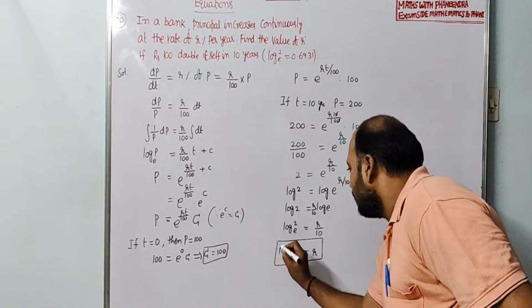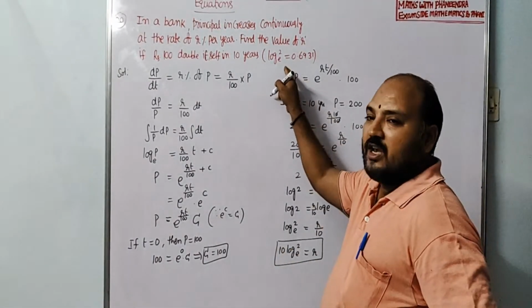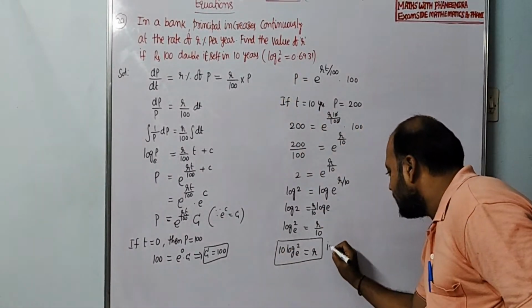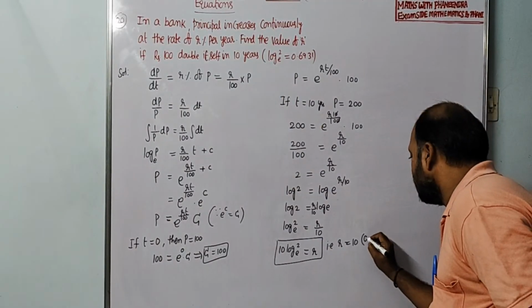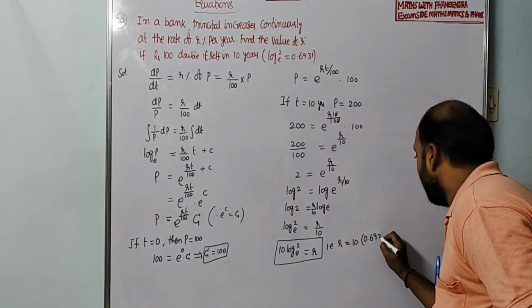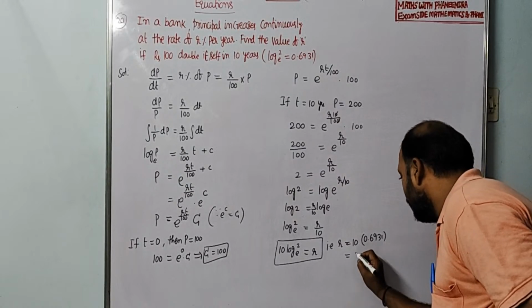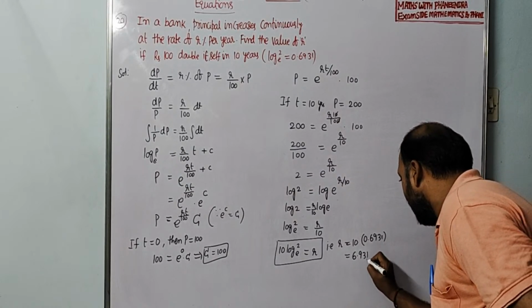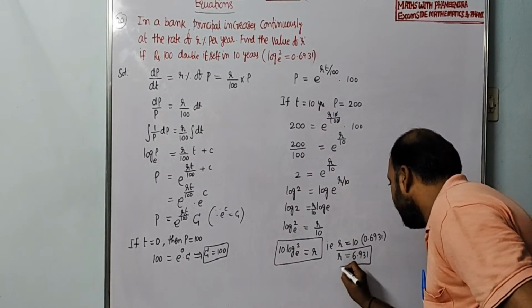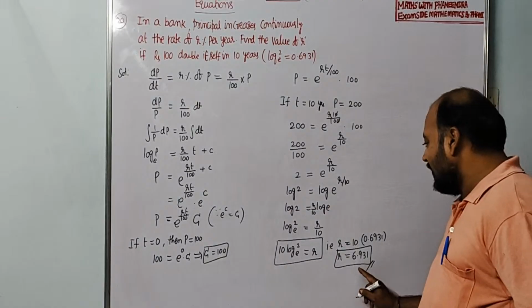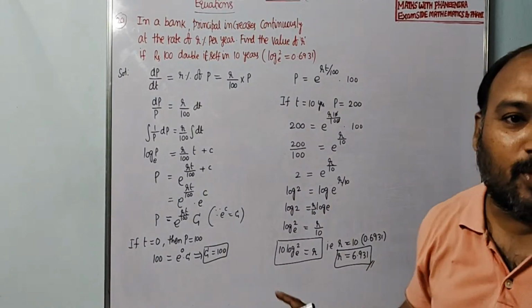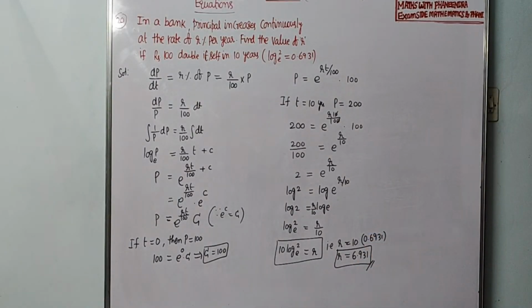So what is R? Log 2 to the base e value is given. R is equal to 10 times 0.6931, which is equal to 6.931. Rate of interest value is 6.931. I hope you understand. We'll move on to another set of questions.